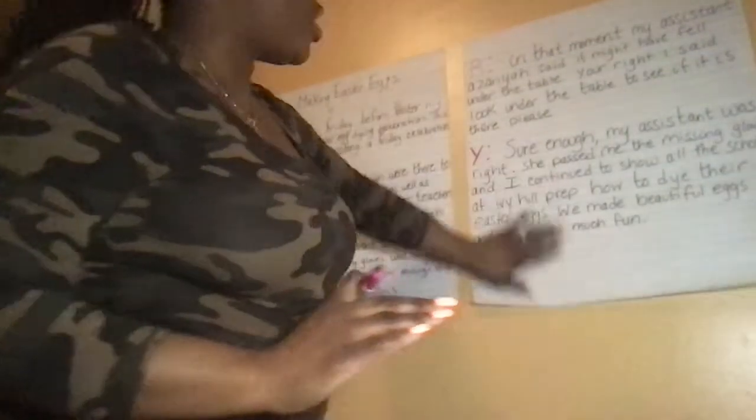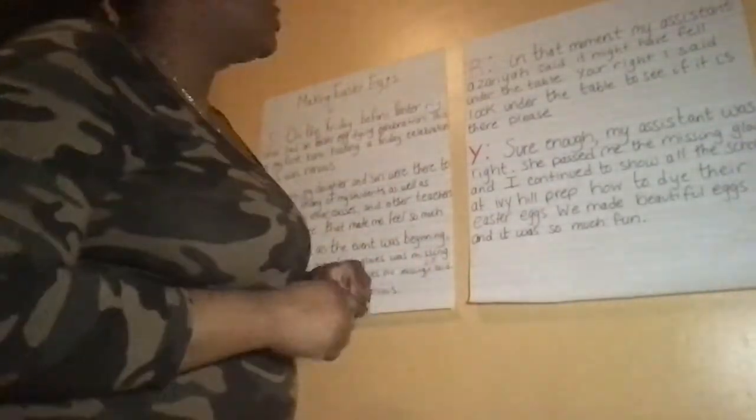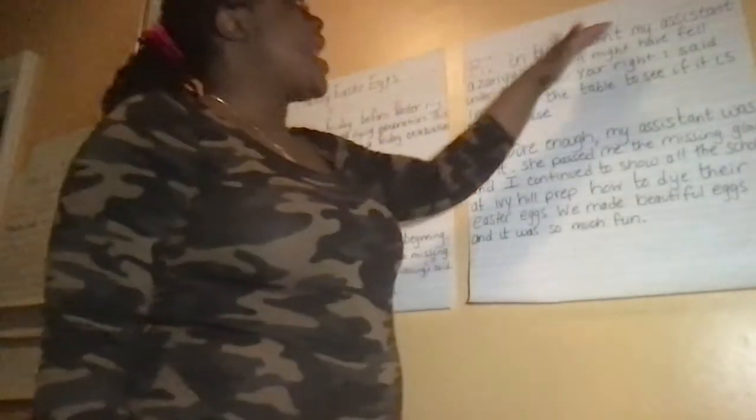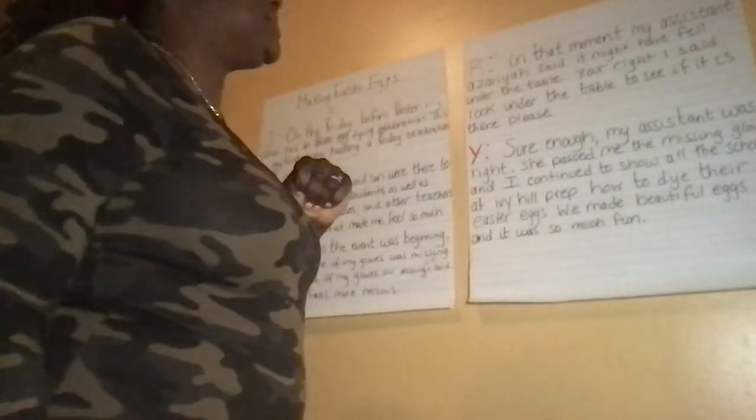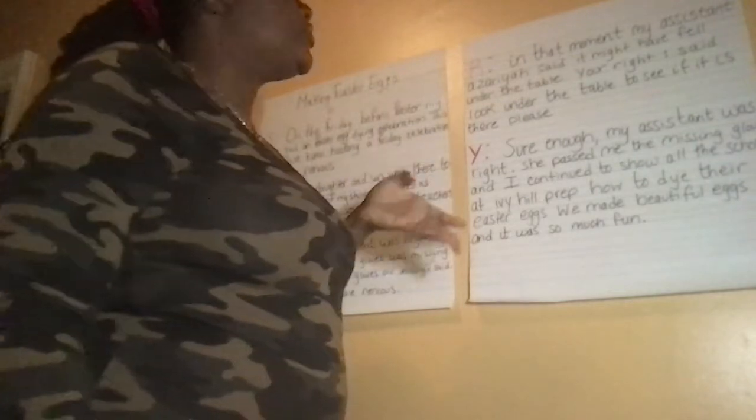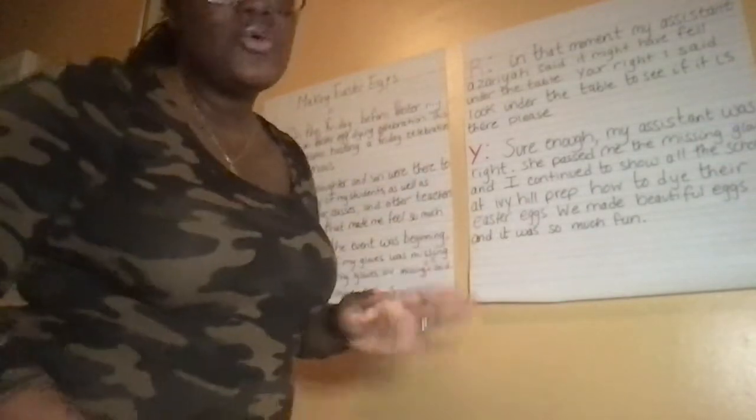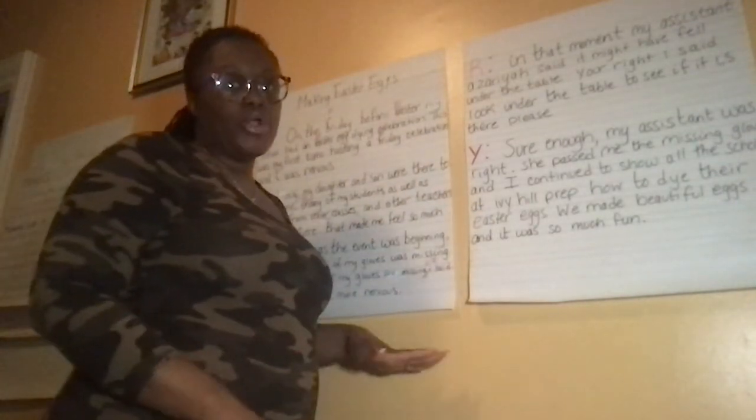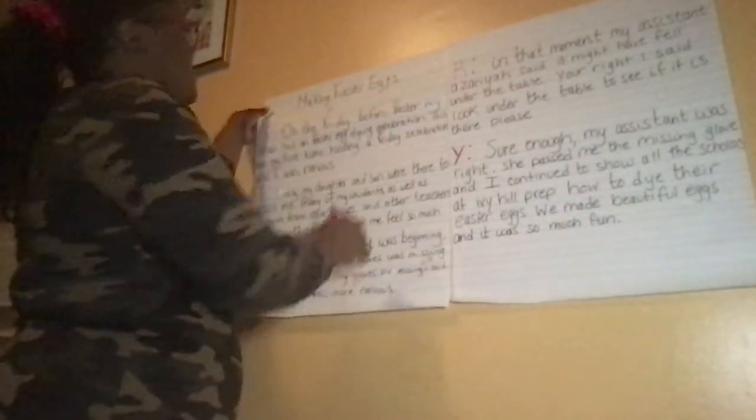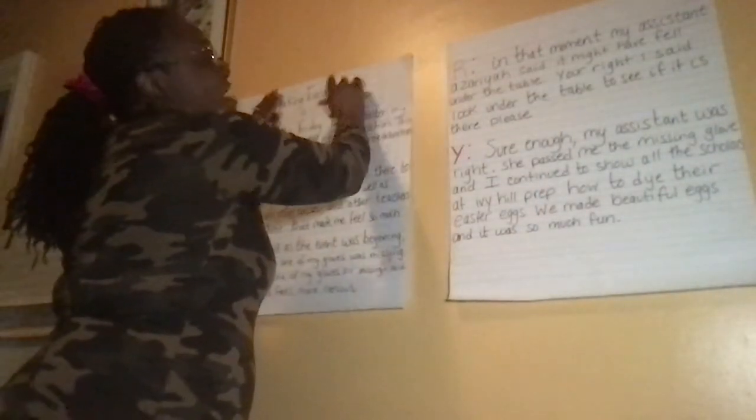Now I want to go to work on the R and the Y. Okay, friends, so let's take another look. In that moment, my assistant Azaria said it might have fell under the table. So, friends, what are you noticing right off the bat? What are you noticing? And I think I'm going to just move this over just a little bit more. Oh, no, that doesn't help. I need to move it this way. Let's see if that's better.